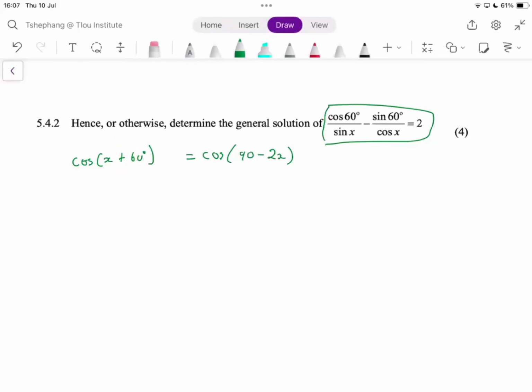That is why I'm going to say x plus 60 is equal to, it has to be either positive or negative, 90 minus 2x, plus k times 360 degrees. The angles are the same.